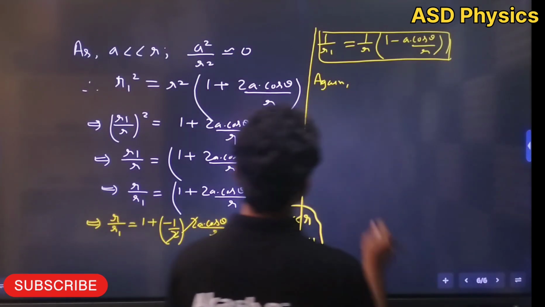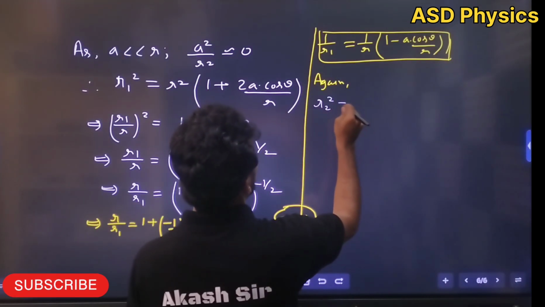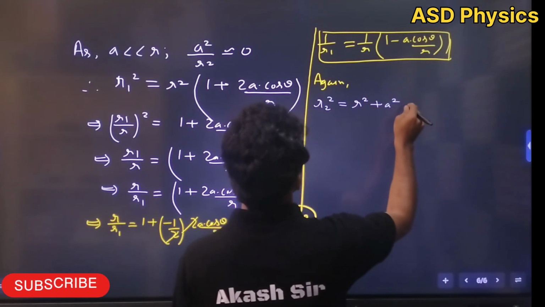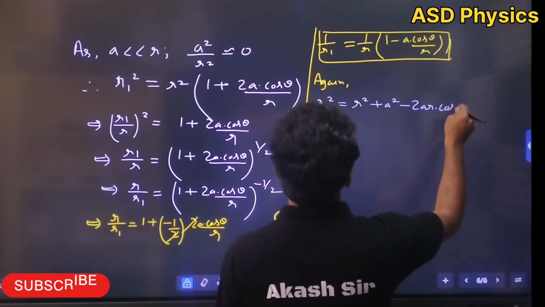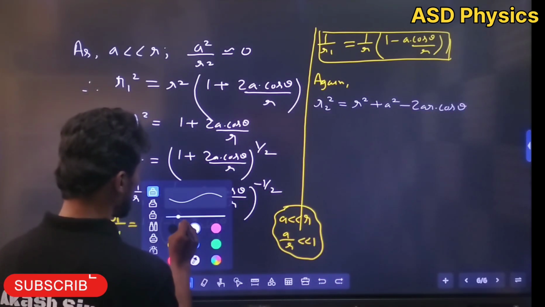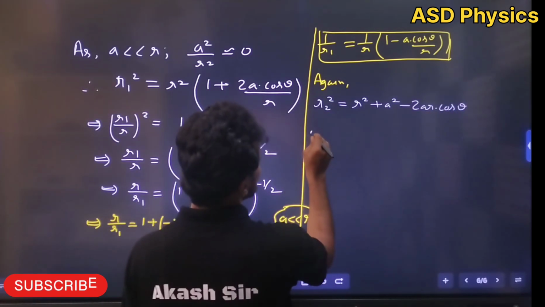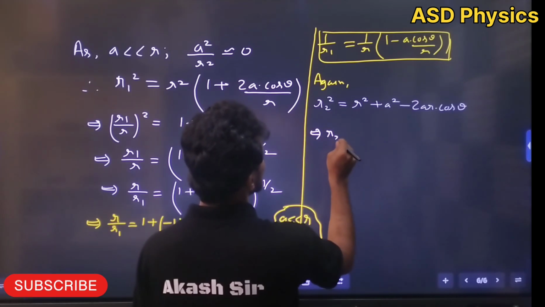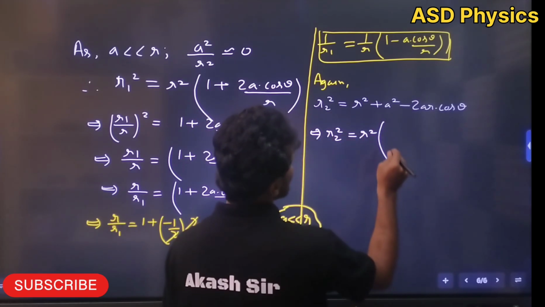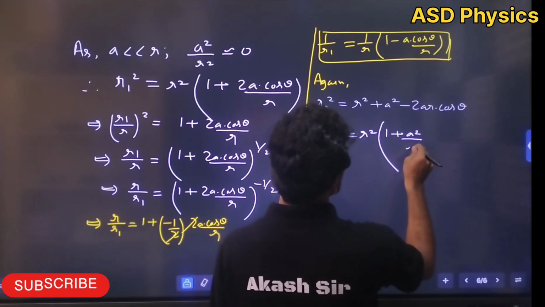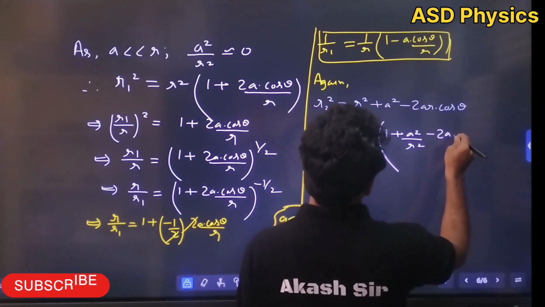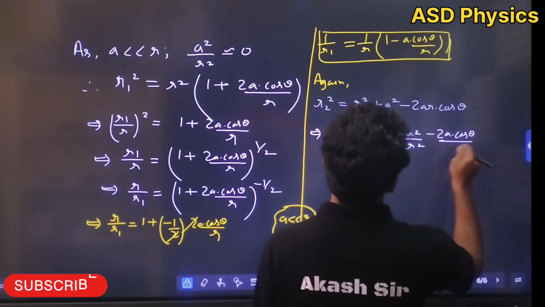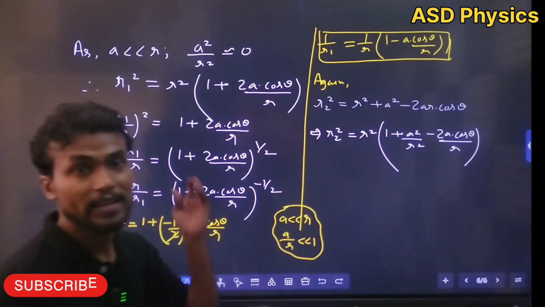So see here, please. Again, what is written? R2 square is equal to R square plus A square minus 2AR cos theta. Now we are going to simplify this. Again same basic, if you understand the basic, same story. R square we have taken outside, so it will become 1 plus A square by R square minus 2A cos theta by R.